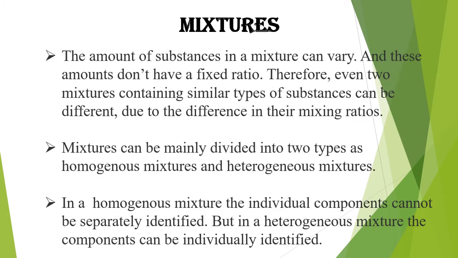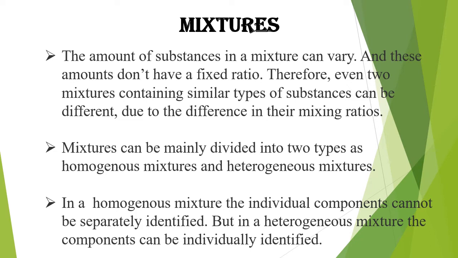The amount of substances in a mixture can vary, and these amounts don't have a fixed ratio. That means that one substance can be in a higher ratio compared to another substance. Therefore, even two mixtures containing similar types of substances can be different due to the difference in their mixing ratios.